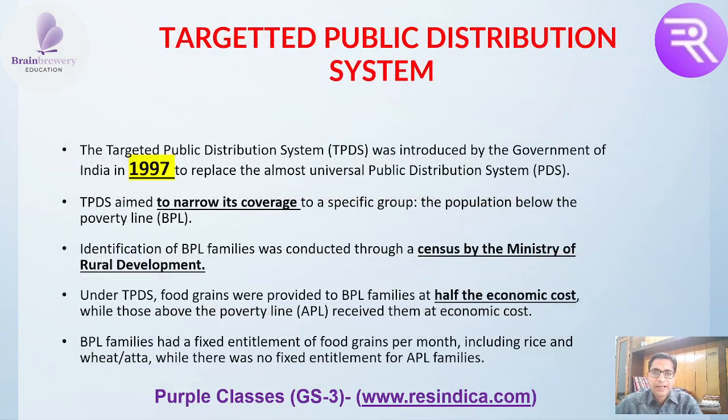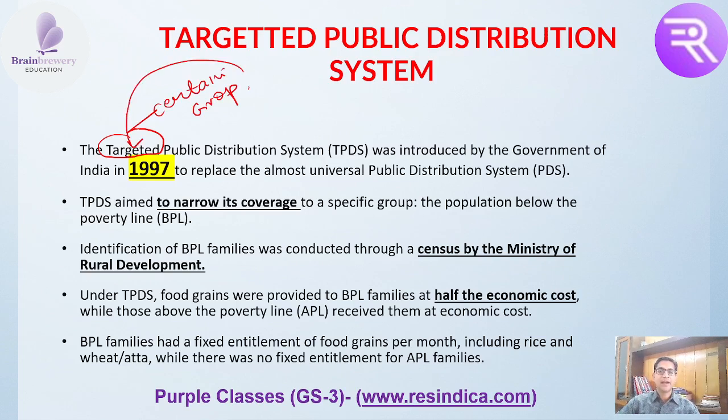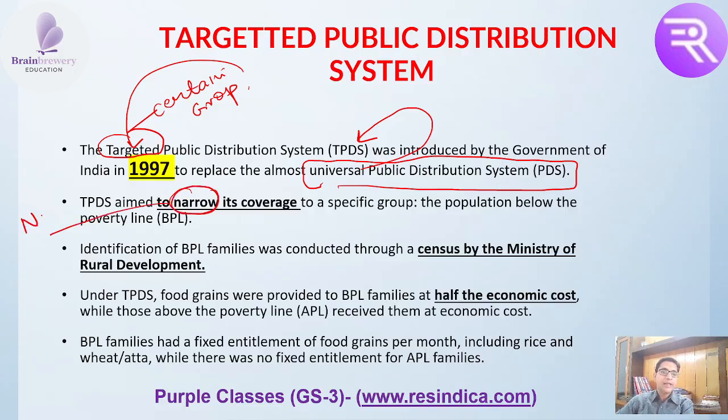Now we are moving towards our next topic, that is the targeted public distribution system. What is the meaning of targeted public distribution system? As the word suggests, here we are targeting a certain group. This concept came in 1997 and replaced the universal PDS system. The focus is narrow coverage: only the needy person should get the food grain, especially the below poverty line people.